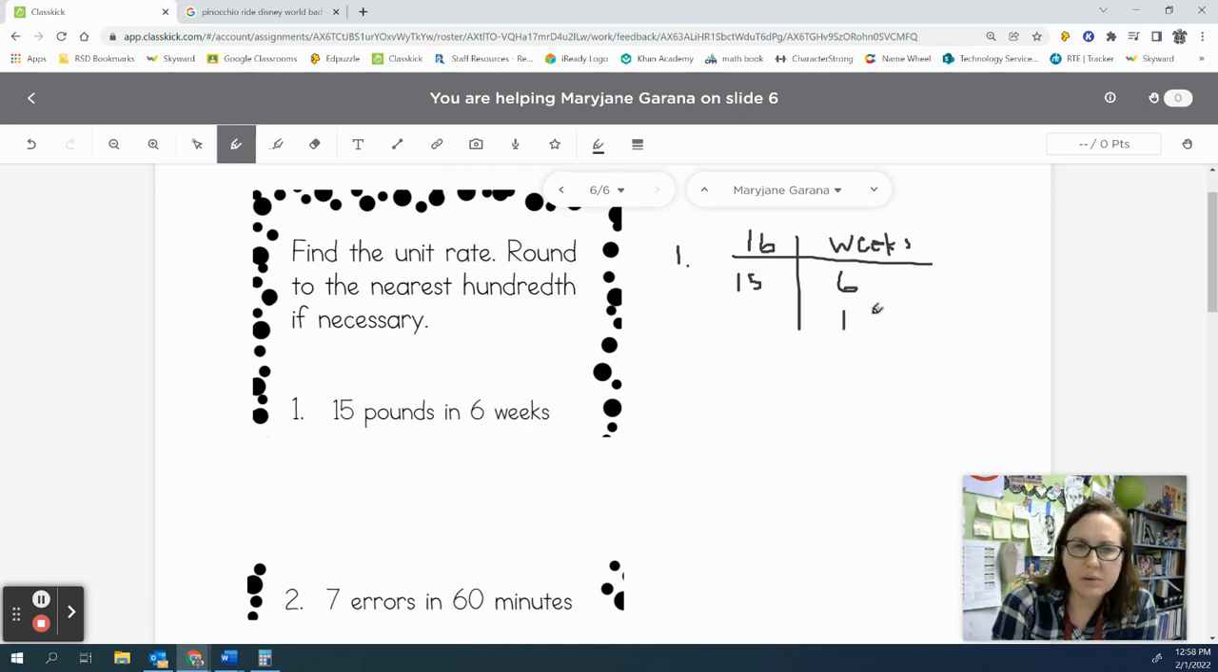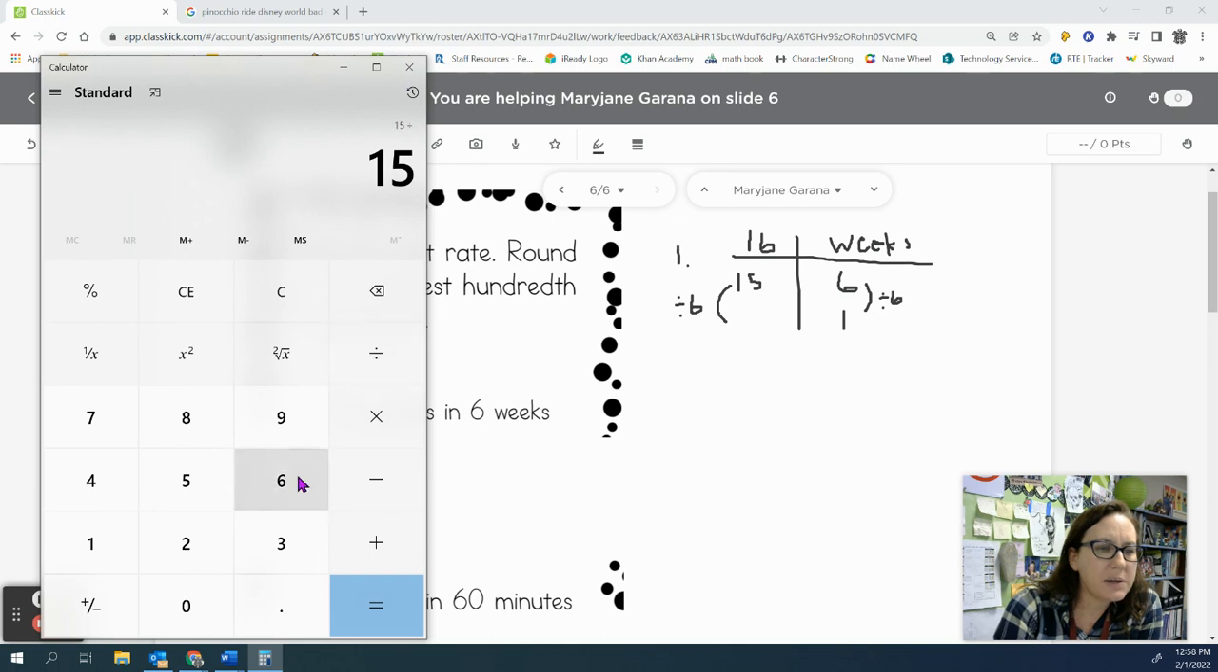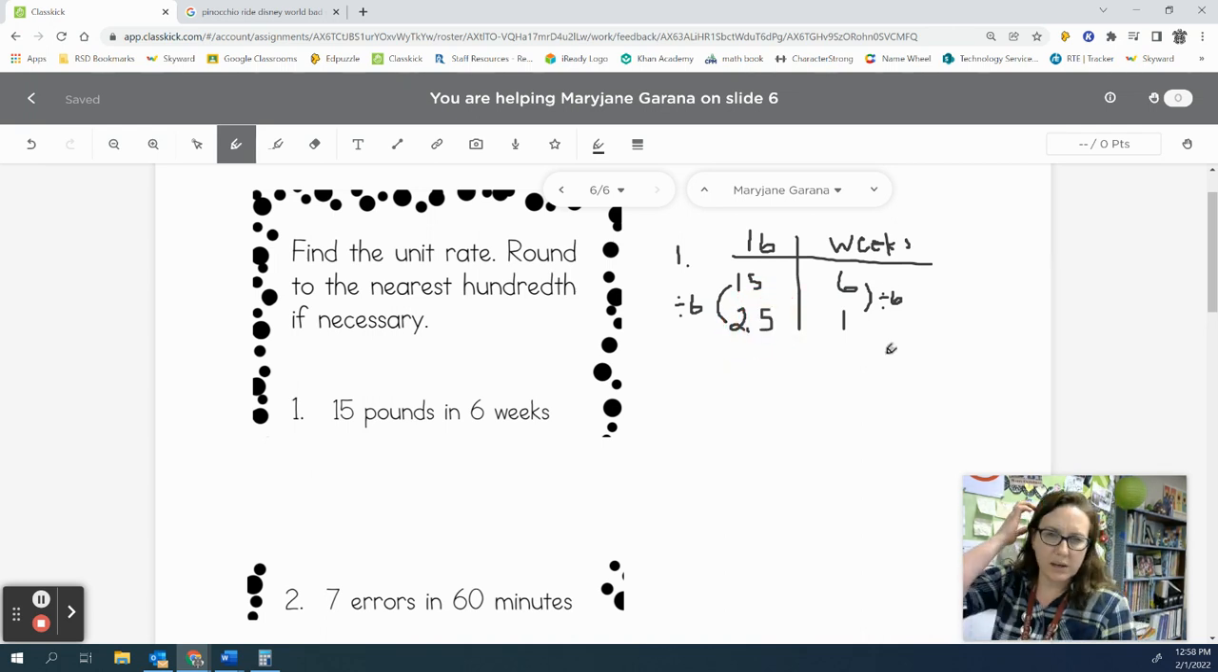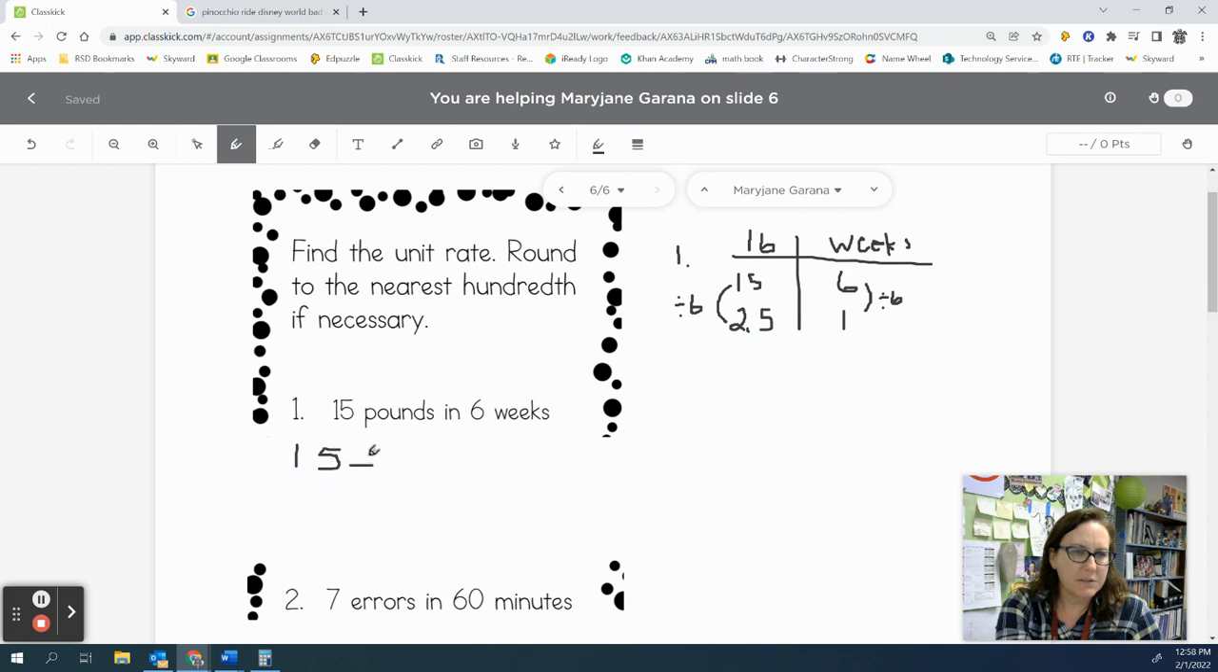So what are we going to divide by? Yeah, we're going to divide this side by 6 because 6 divided by 6 equals 1. Whatever we do to one side, we have to do to the other. So 15 divided by 6 is going to be 2 point something. Let's see. 15 divided by 6 equals 2.5. So if you've got 15 pounds in 6 weeks, you're going to have 2.5 pounds in 1 week. And with this, we did 15 divided by 6 equals 2.5.